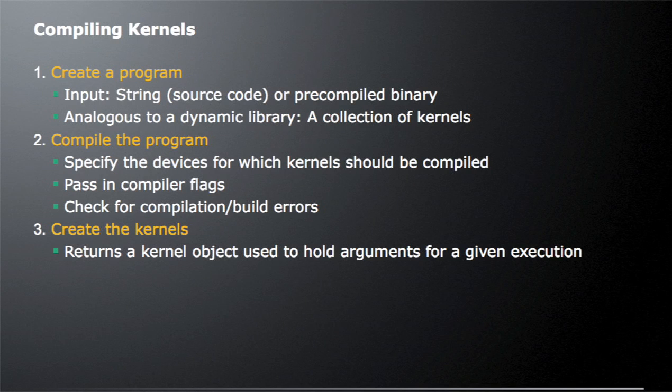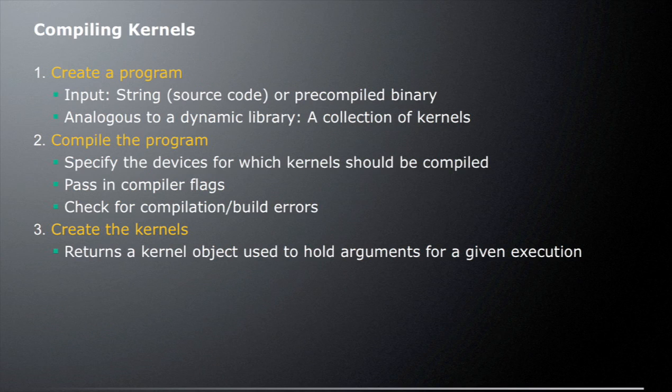Let's look at how we can compile kernels. First we create a program. The input is going to be a string of source code, or a precompiled binary that we've loaded from disk. You can think of this as a dynamic library: a collection of kernels. We have multiple functions we can call in this program object to do certain tasks. Let's say we're doing image processing. We might have something that would scale the size of the image, rotate an image, transpose an image, or any sort of image operation.